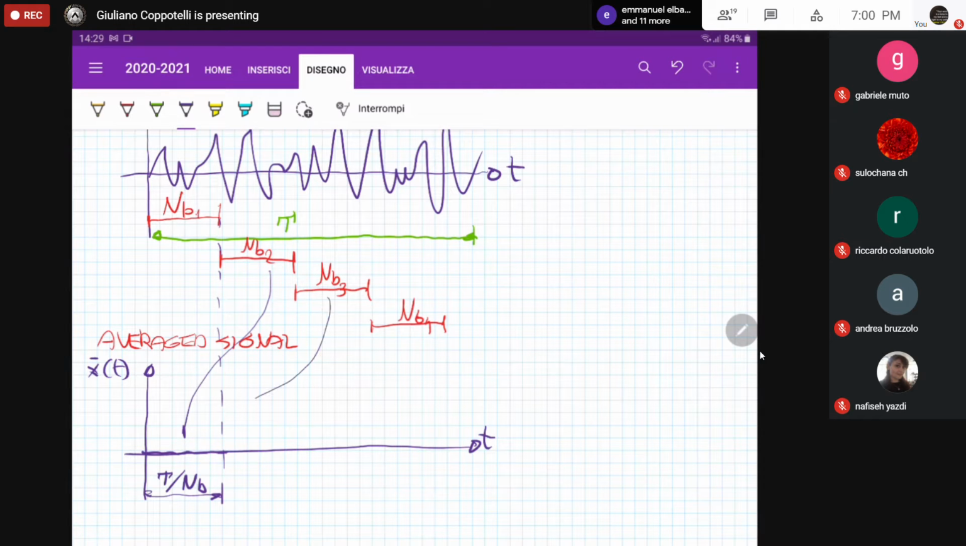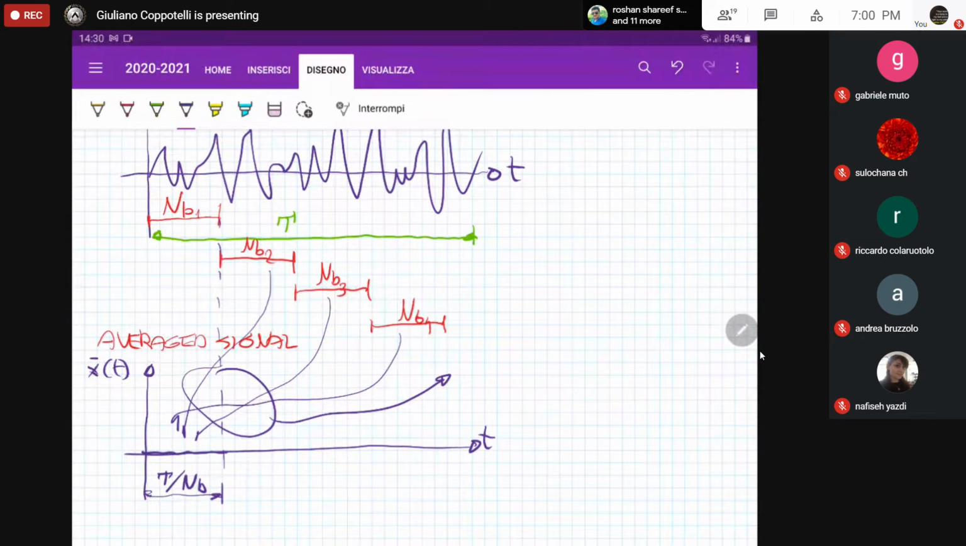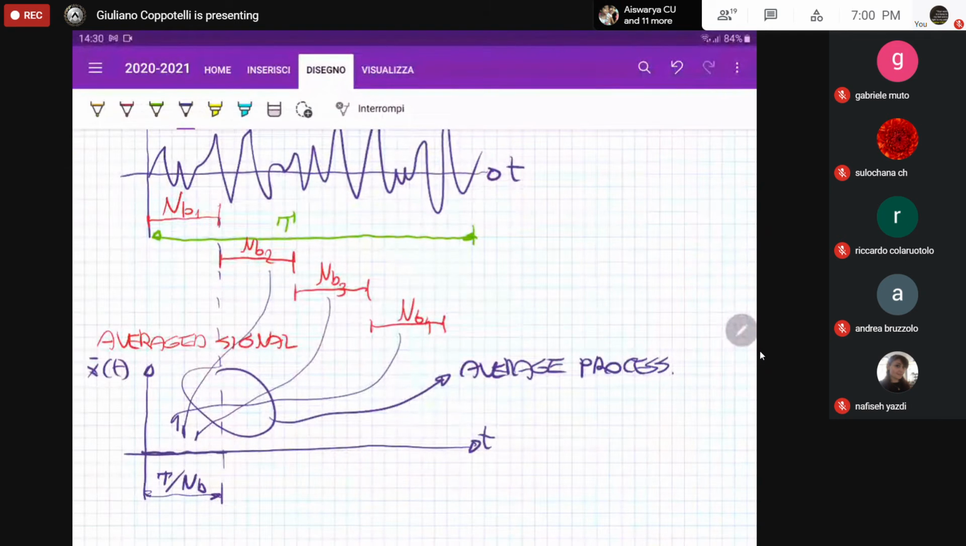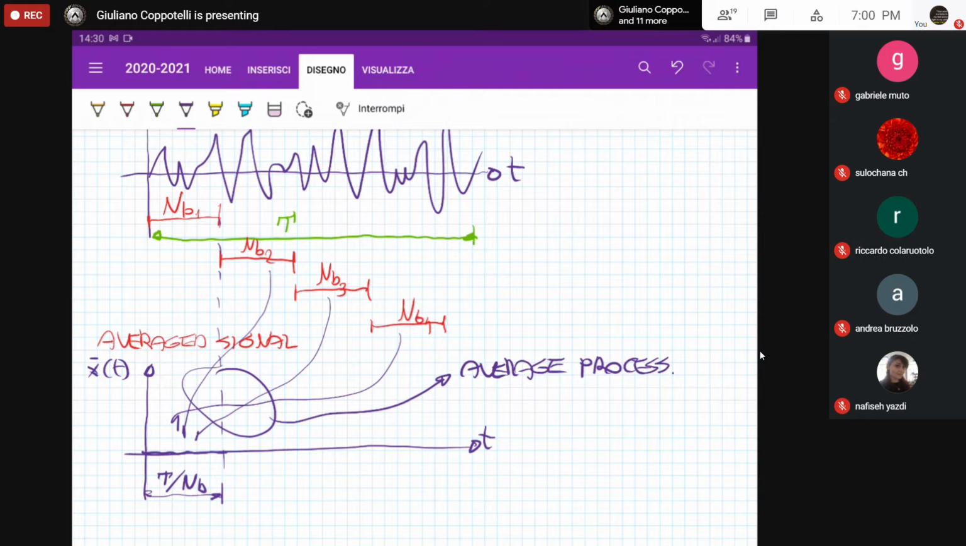We are having, let me call that, average process. If you want, it is just taking the average of the ensemble, but now the ensemble is a subset of the overall sampling times that you are having in the whole observation period, capital T.